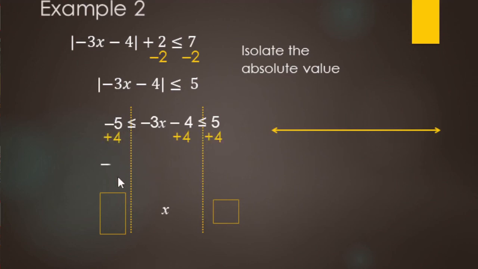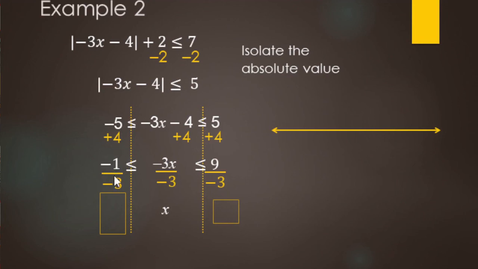Negative 5 plus 4 is going to make a negative 1 is less than, and then no more 4's here, just the negative 3x is less than or equal to 5 plus 4 makes 9. Next up, we need to undo this negative 3 being multiplied, so we're going to divide by a negative 3 to all three parts. Now remember on this, we are dividing by a negative, so we're going to be doing some switching here. But let's move on.